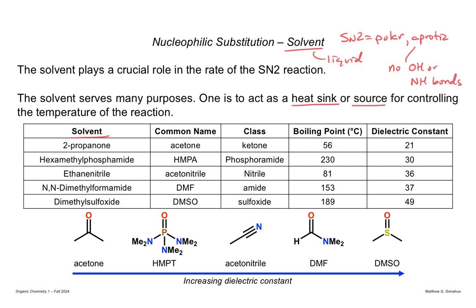And that basically means there's no alcohols or amine groups in them. They have to be polar because the transition state is polarized. You have delta pluses and delta minuses. The solvent helps stabilize that. And the reason you want it aprotic, without OH or NH, is that those groups will slow the reaction down.